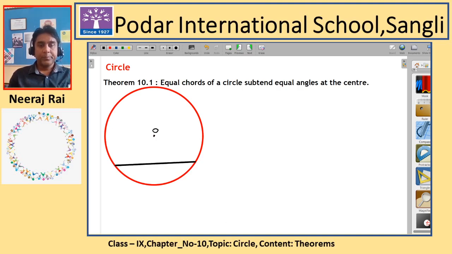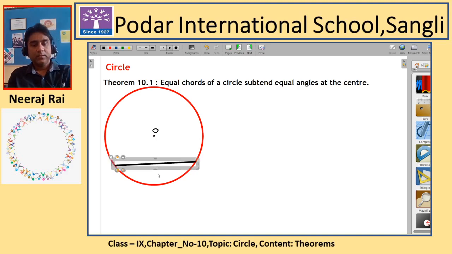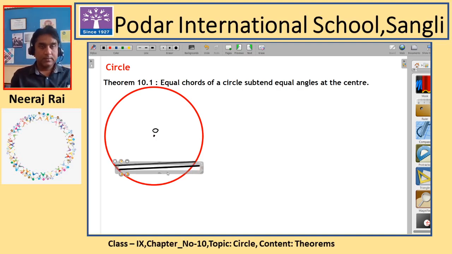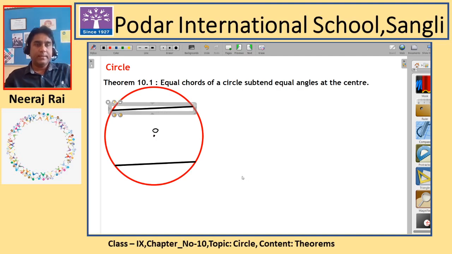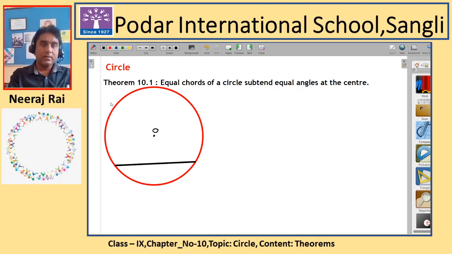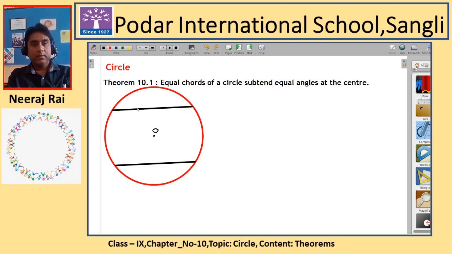I will select this chord, copy it and paste it. I got another chord of the same size, and I will place it at another place in the circle. Now as you can see, both the chords are of equal length. Now the question we have is that equal chords of a circle subtend equal angles at the center.